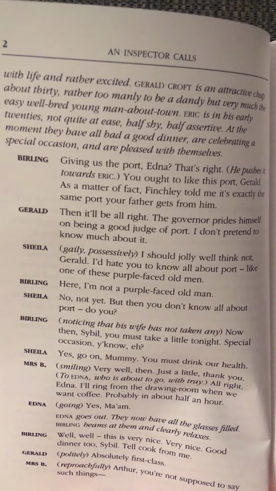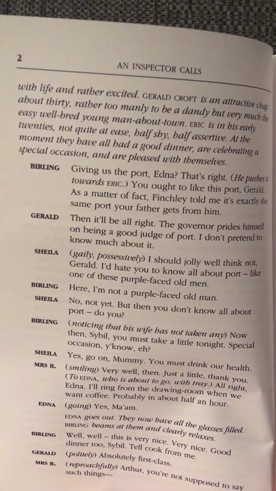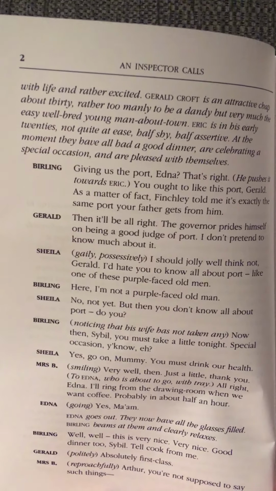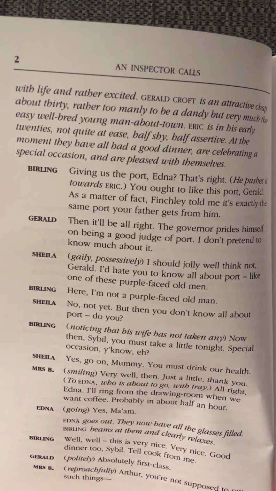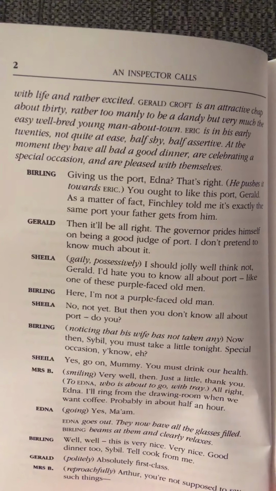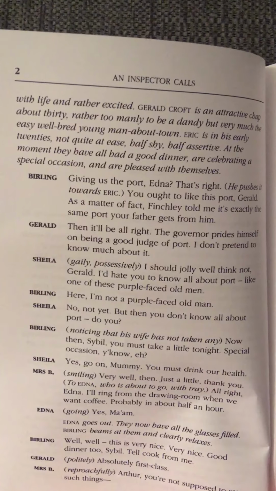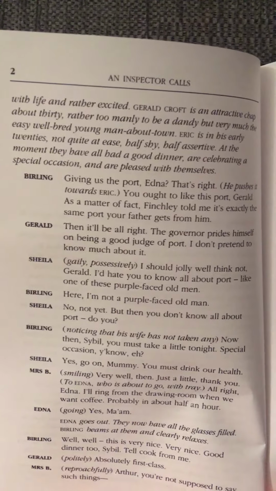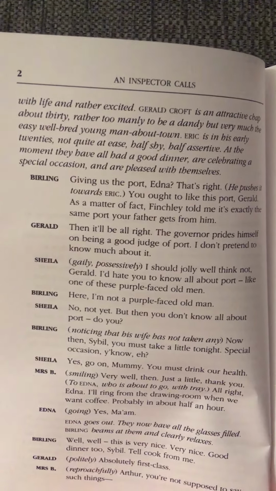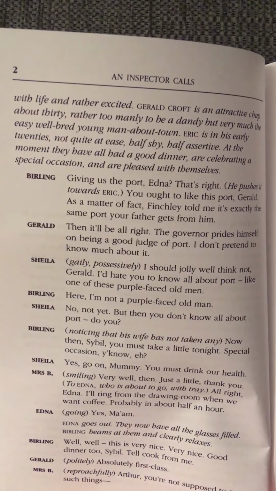And that is the stage direction that introduces us to the theme of capitalism, the themes of class, the idea about social hierarchy, and obviously the other characters to come into it are the Inspector and Eva Smith and her suicide. So that is your introduction to An Inspector Calls.